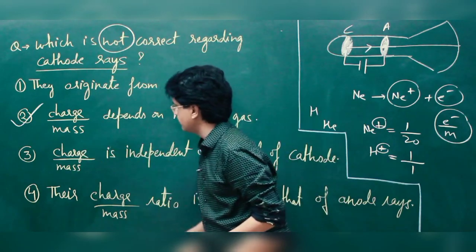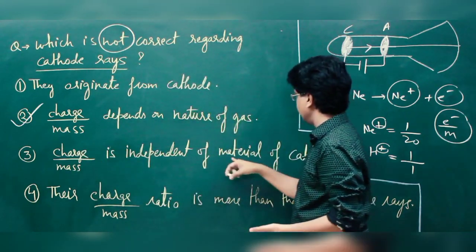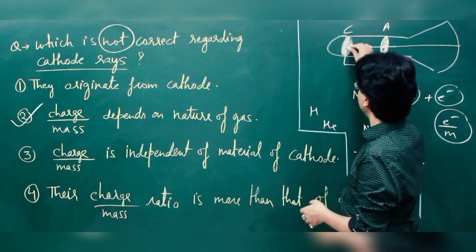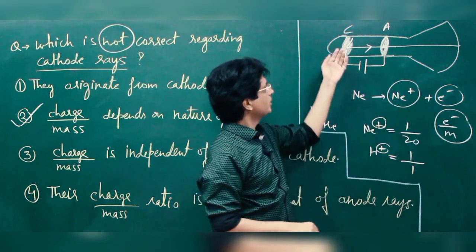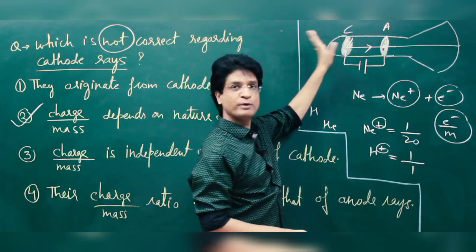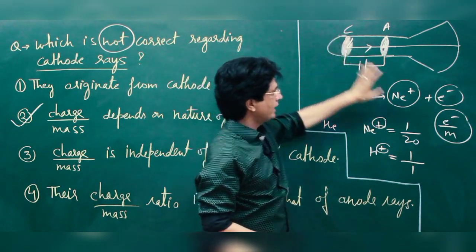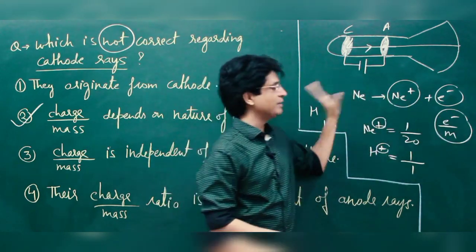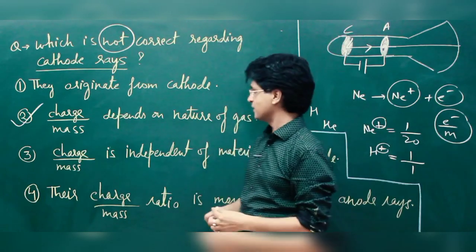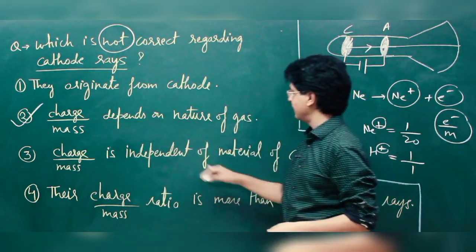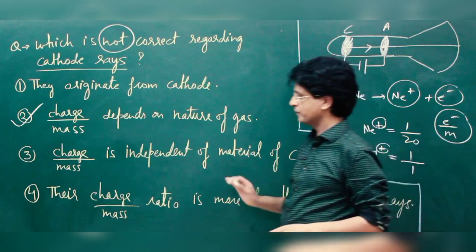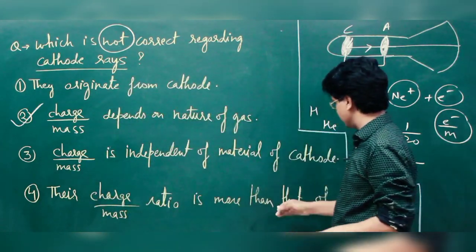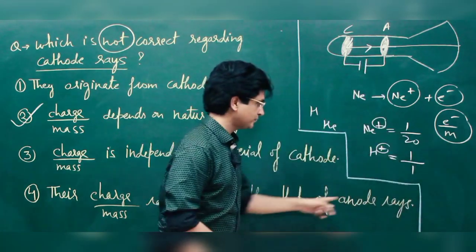So charge upon mass ratio is independent of the material of the cathode. Yes, it is independent. You take any metal, say aluminium, silver, whatever you take. Cathode rays are made up of electrons, and all electrons are the fundamental particles. They stay same in every element. So yes, the charge upon mass is independent of the material of the cathode. That is correct. Next, their charge upon mass ratio is more than that of anode rays.